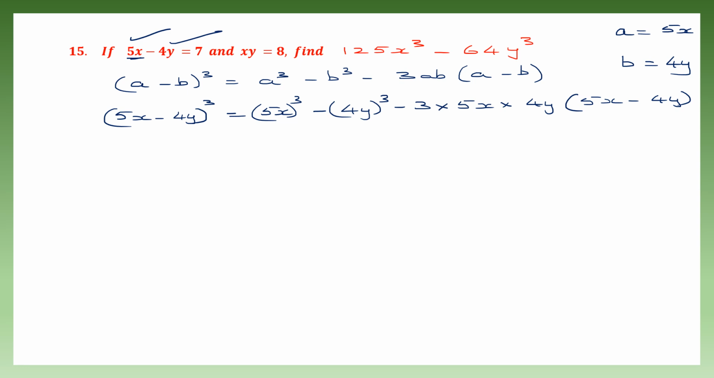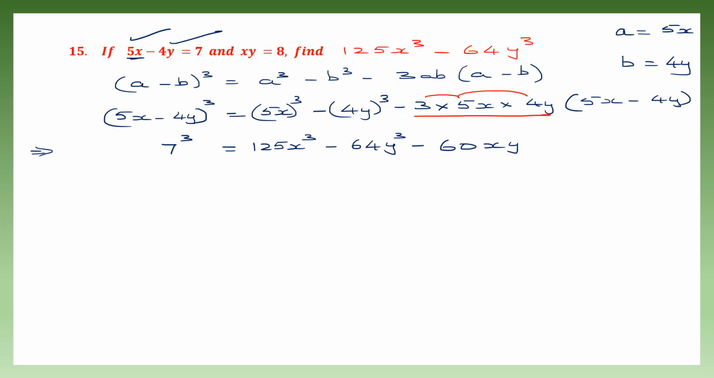Now here we have been told 5x minus 4y is 7. So if you are writing the cube of this, we have to write the cube of that also. So that will be equal to 7 cube. Now here 5x cube. So 5 cube is 5 into 5 into 5, which is 125, and x cube minus 4 into 4 into 4, which is 64 y cube, minus, now here let's multiply this. 3 5s are 15. 15 into 4 is 60. Then x into y is xy.